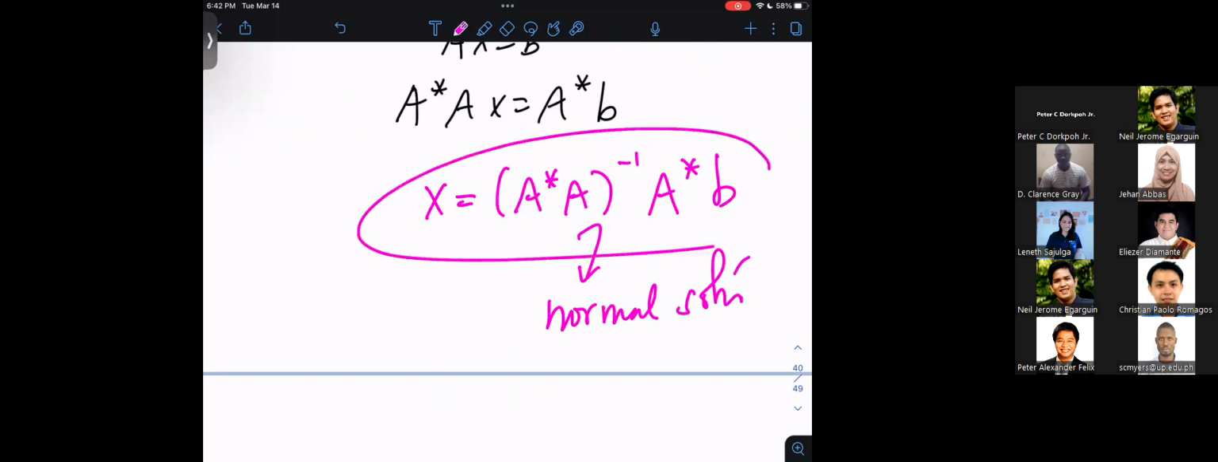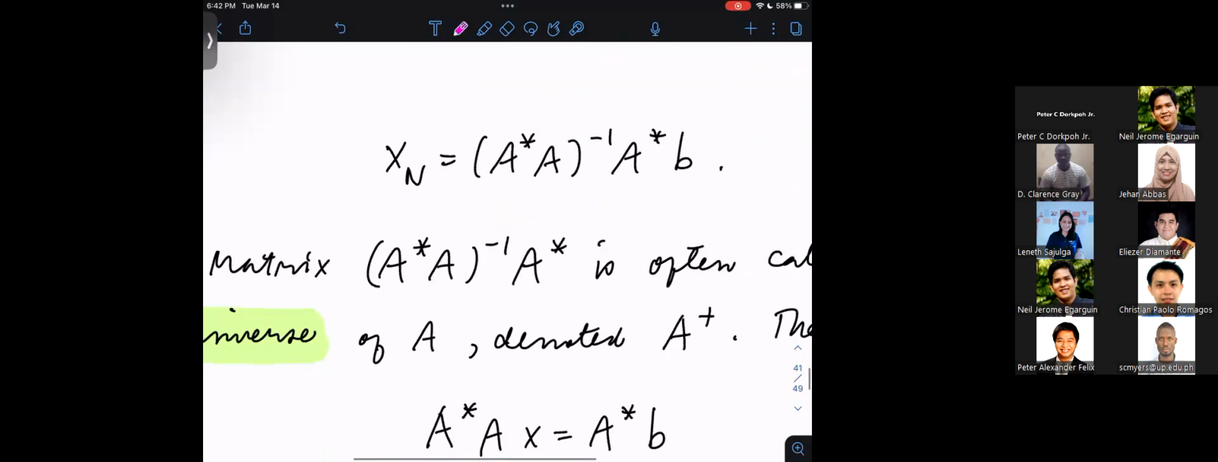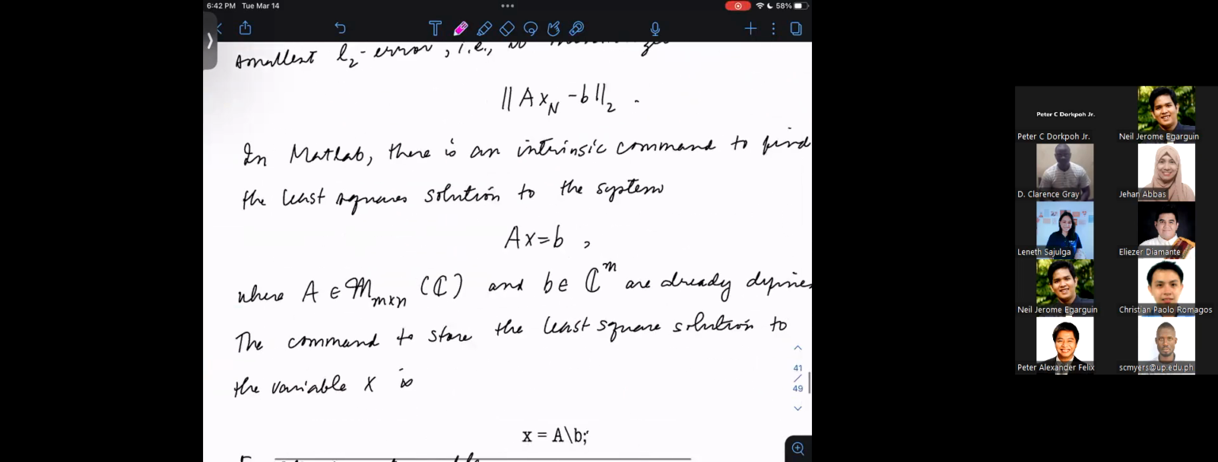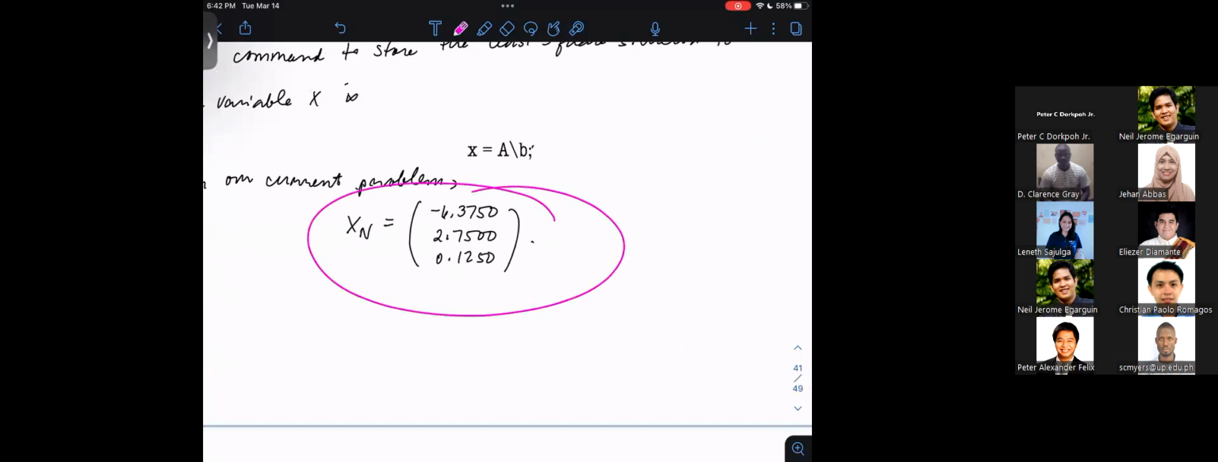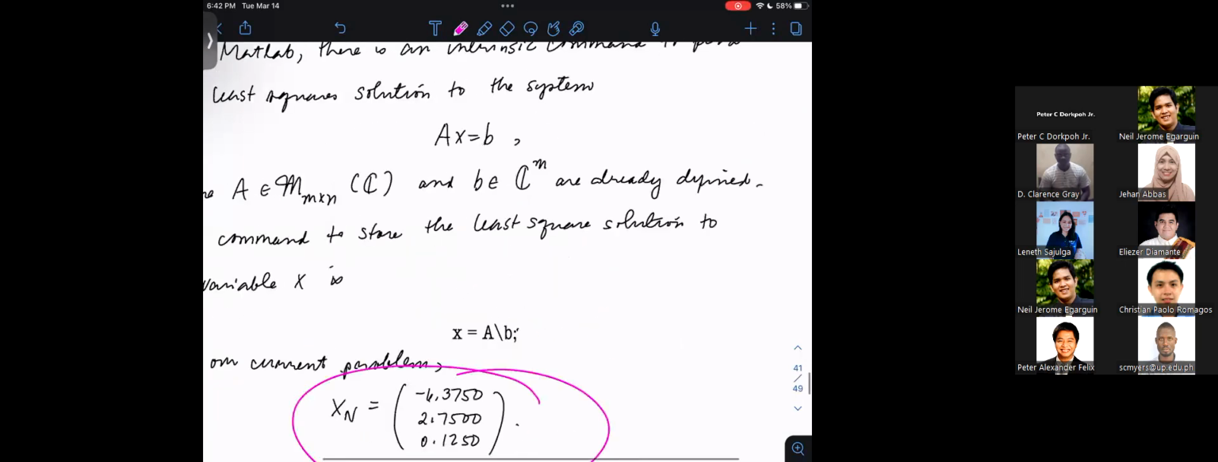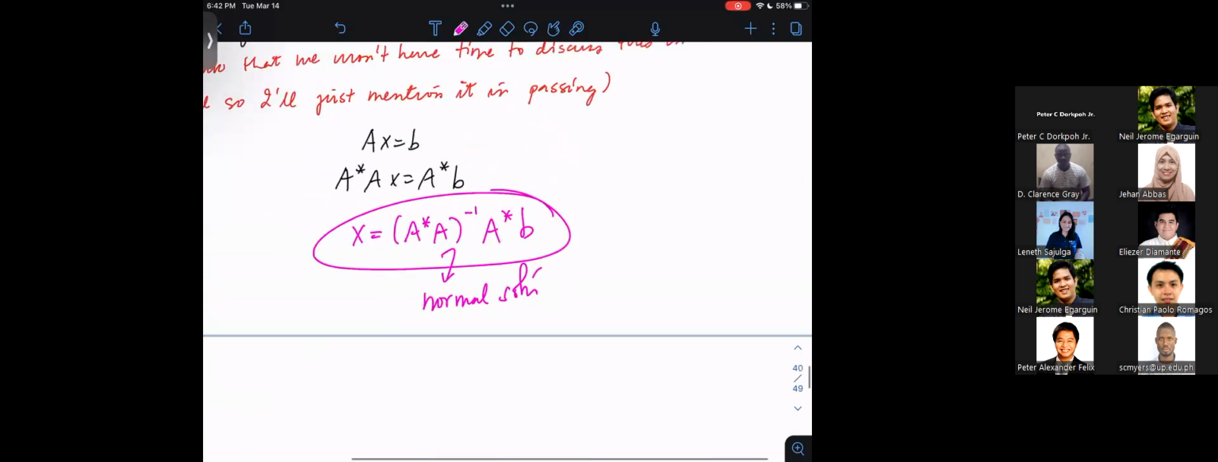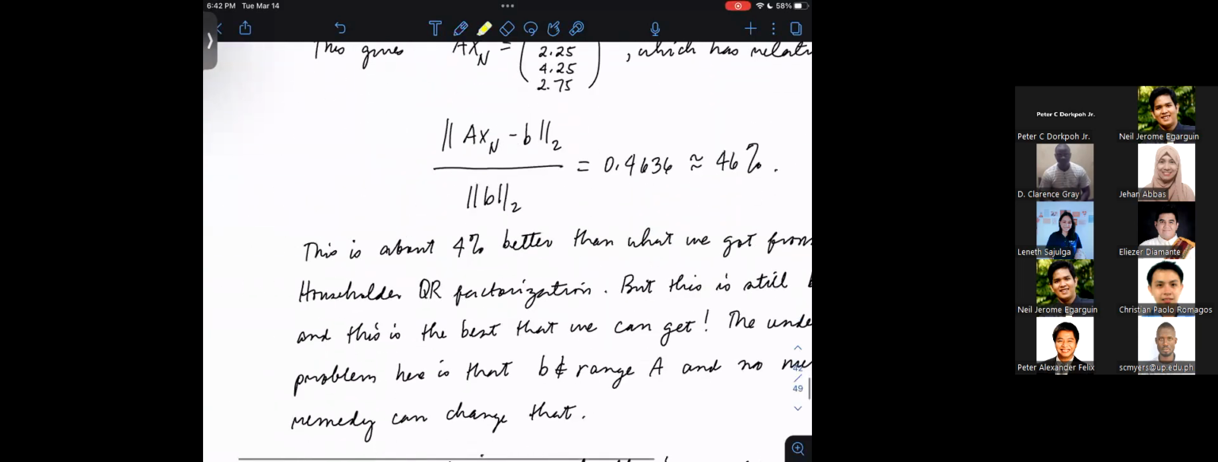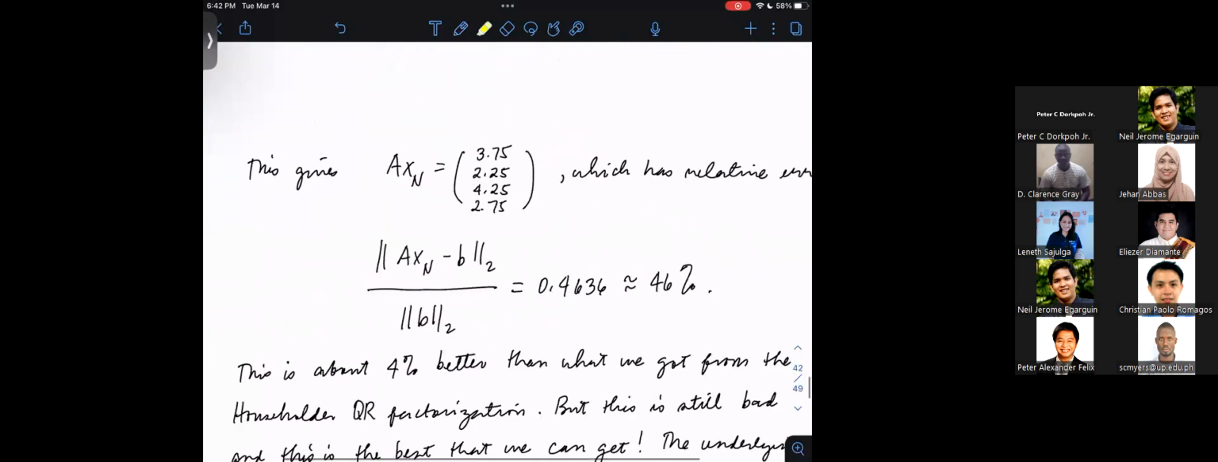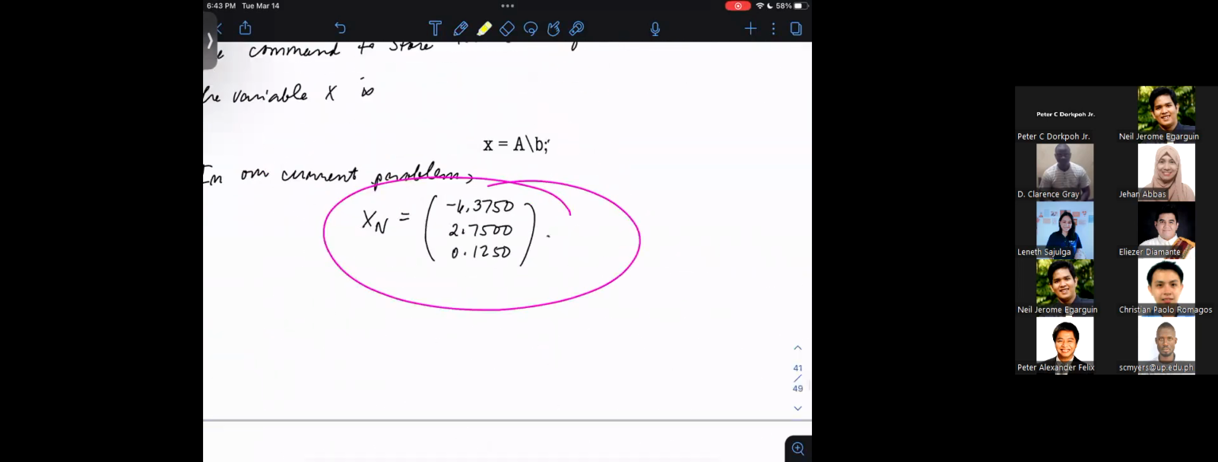And if you do this computation, all right, you'll get this as our solution, right? So if you just compute this in our instant problem, you will get, where is that number? There. You will get this as your solution, which is very different from what we got from the Householder method.